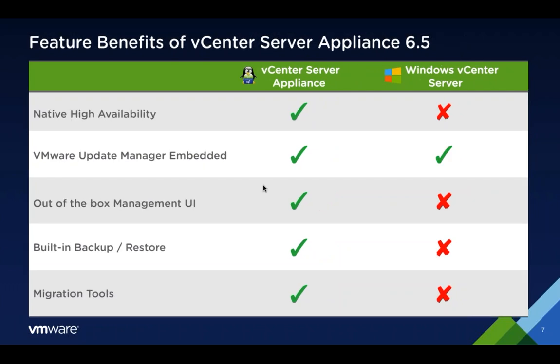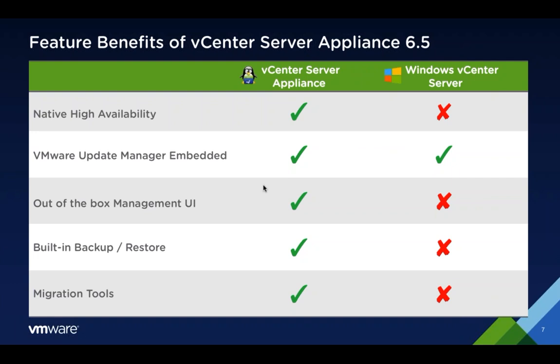From a feature perspective, there are even more benefits in 6.5. Adam last week talked about native high availability, so VCHA. That's only for the appliance. VUM is now also part of the appliance, so it's equal to its Windows counterpart. We now have out-of-the-box management within the VAMI, as Adam showed last week, so we can provide the utilization when it comes to memory, network, and CPU. We also give you visibility into the vPostgres database. So we can now manage the appliance, with more visibility, and it's only going to get better.